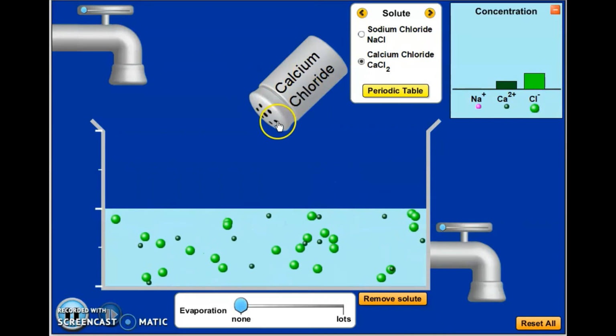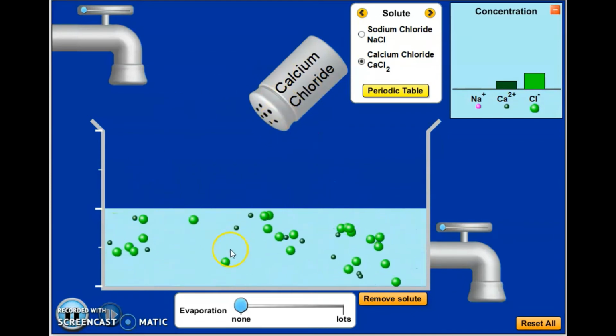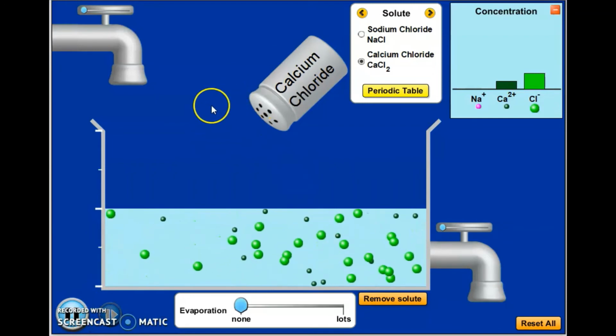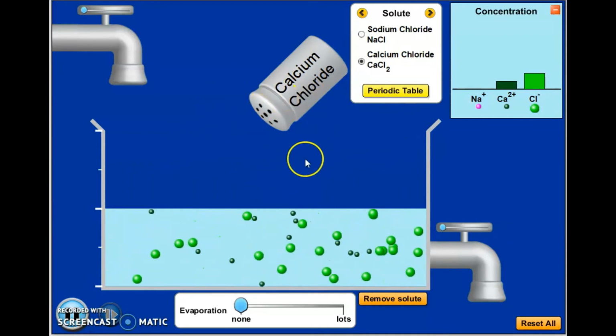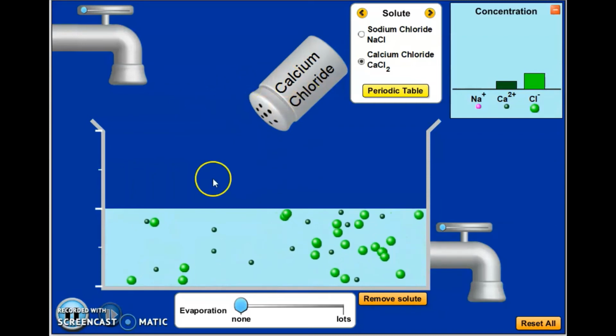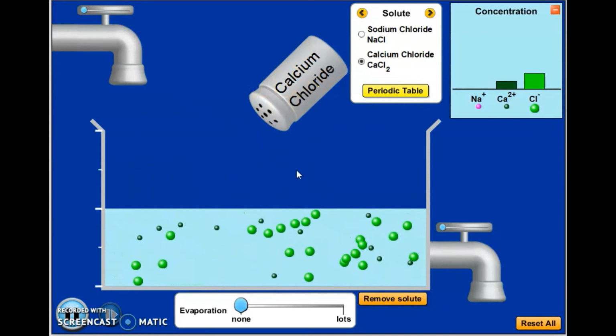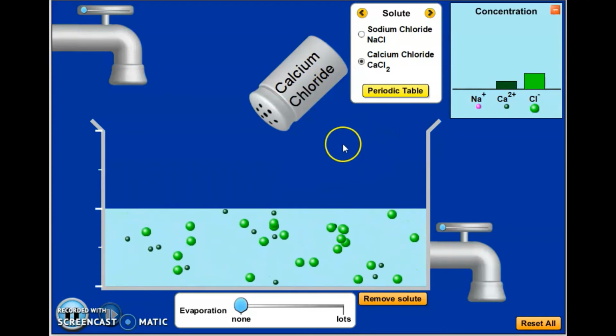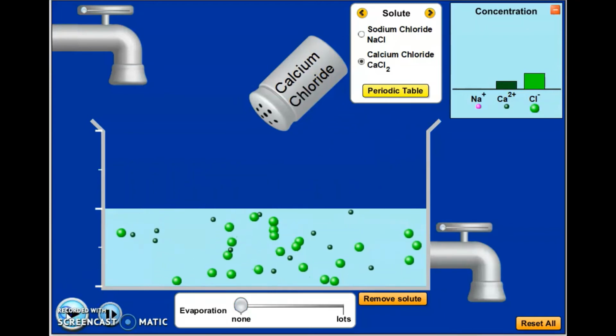Okay, so that gives you a little bit of a microscopic or nanoscopic view into the difference between ionic and covalent compounds or molecules, and why some conduct electricity, which are the ionic compounds, and why covalent molecules and covalent compounds do not conduct electricity.